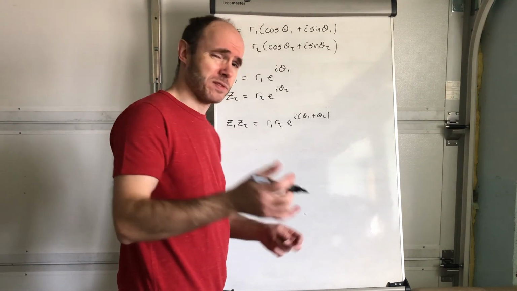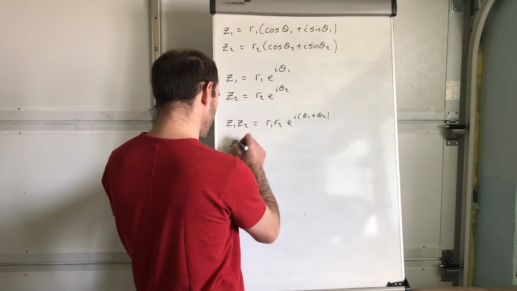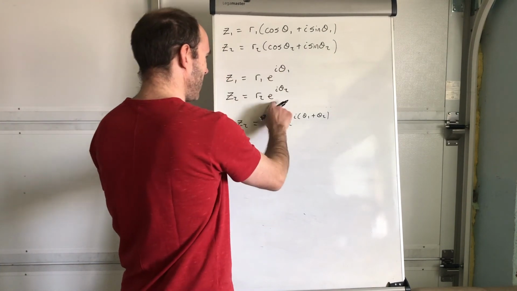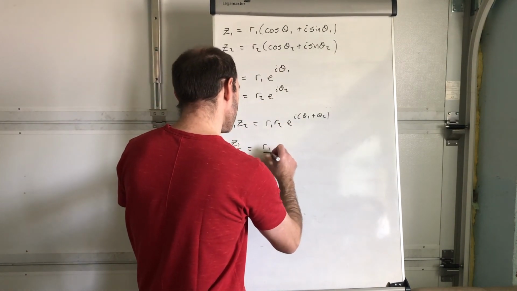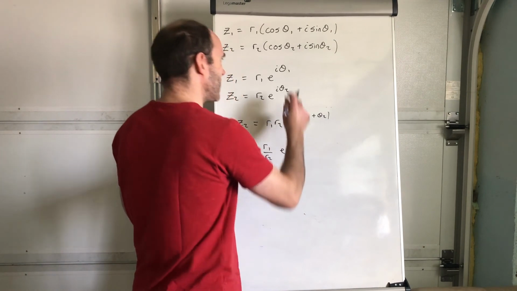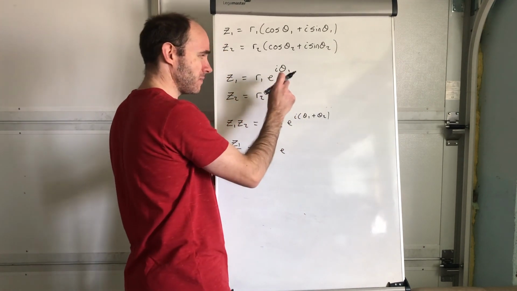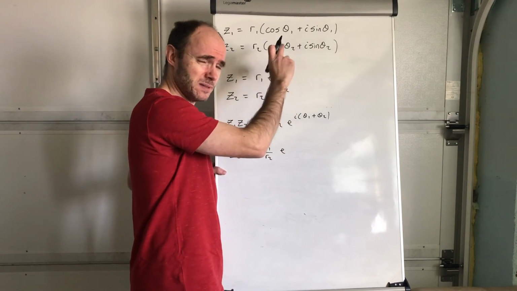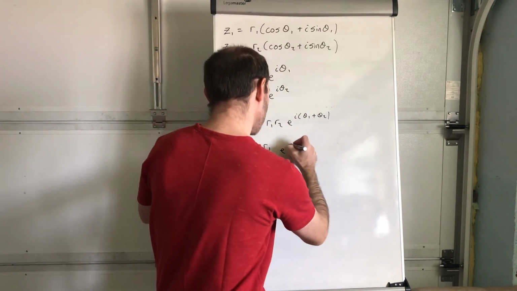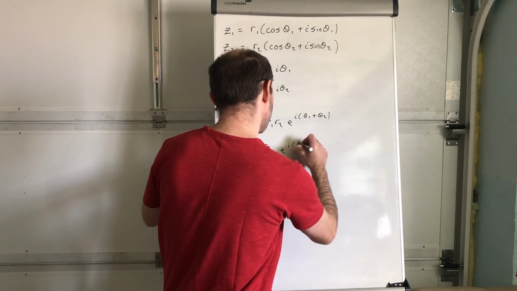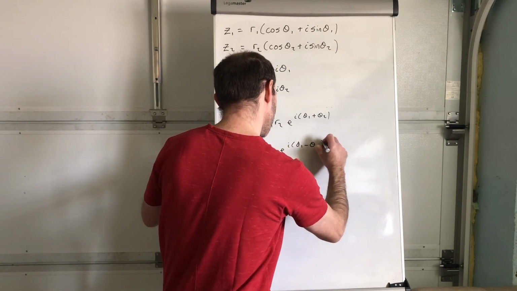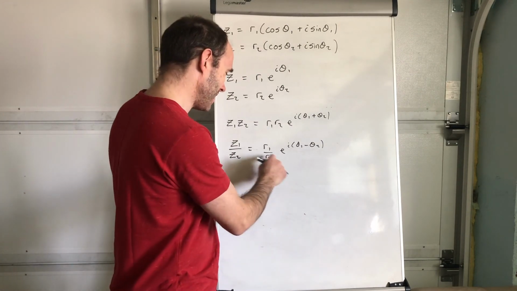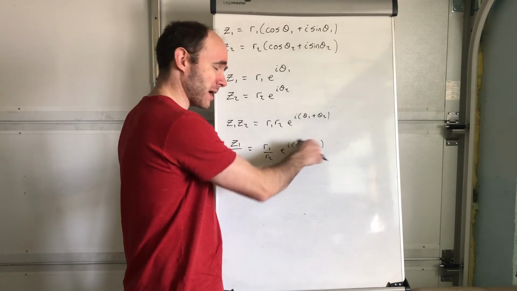Let's do z1 over z2 because it's very simple to do using Euler form. So z1 over z2, that divided by that, so you've got R1 over R2, and then you've got e to the i theta 1 divided by e to the i theta 2. You subtract the indices this time, so you'll have i times theta 1 subtract theta 2. Again, in almost no time at all, we've got the proof of it. For z1 over z2, you subtract the arguments.